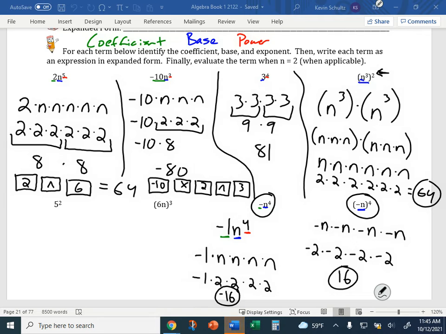The parentheses do matter. The parentheses change what's being done. You must pay special attention to parentheses as far as what they include with the base. When there are no parentheses, what's not included with the base. Okay? In order for a negative sign to be part of the base, it needs to be in parentheses. All right? Questions on any of that?